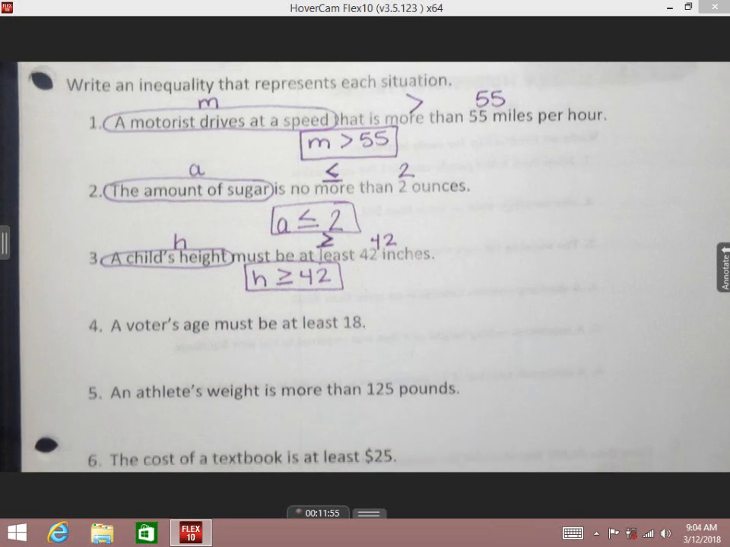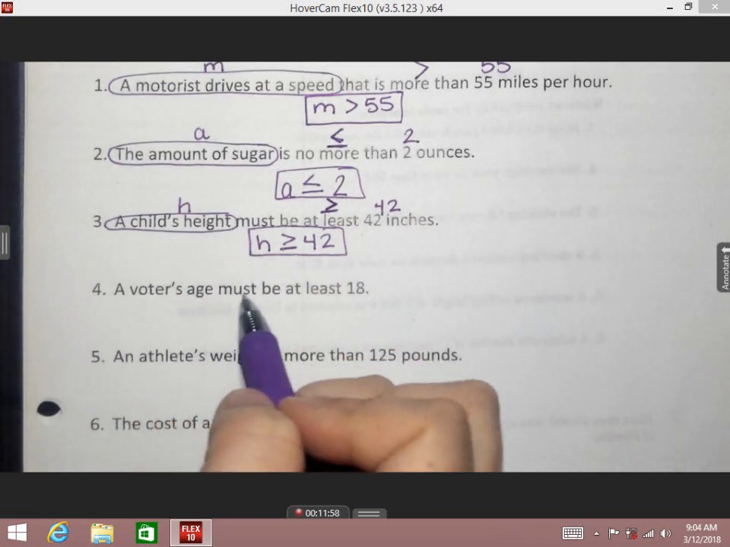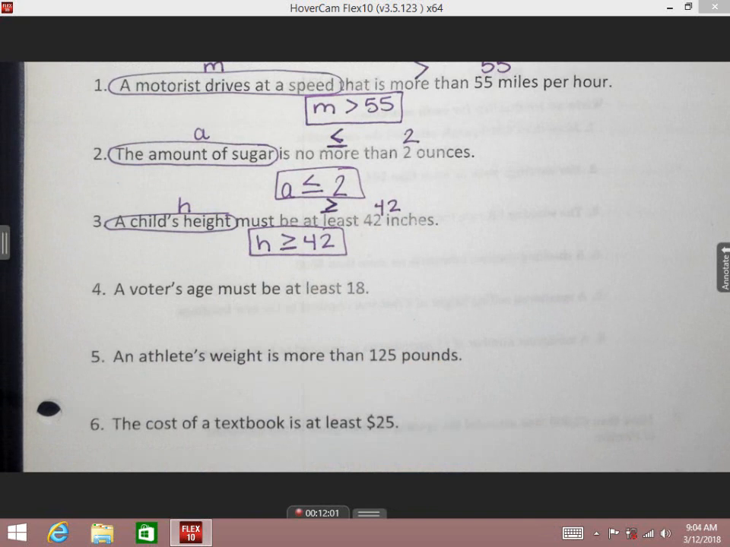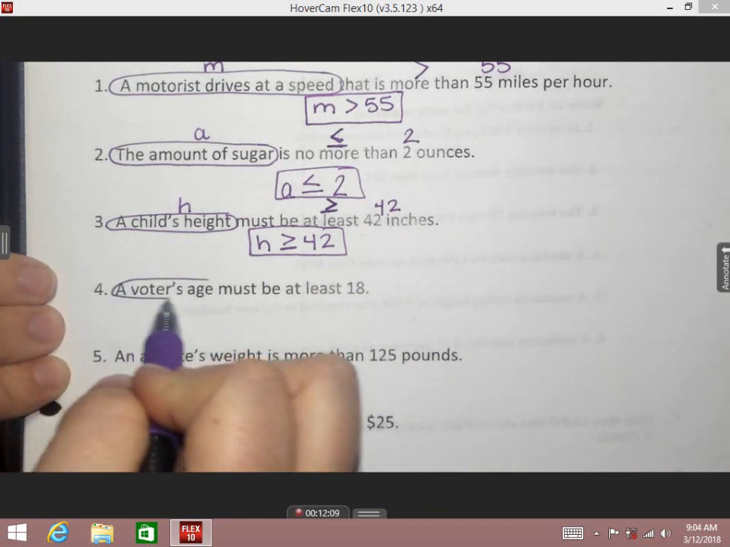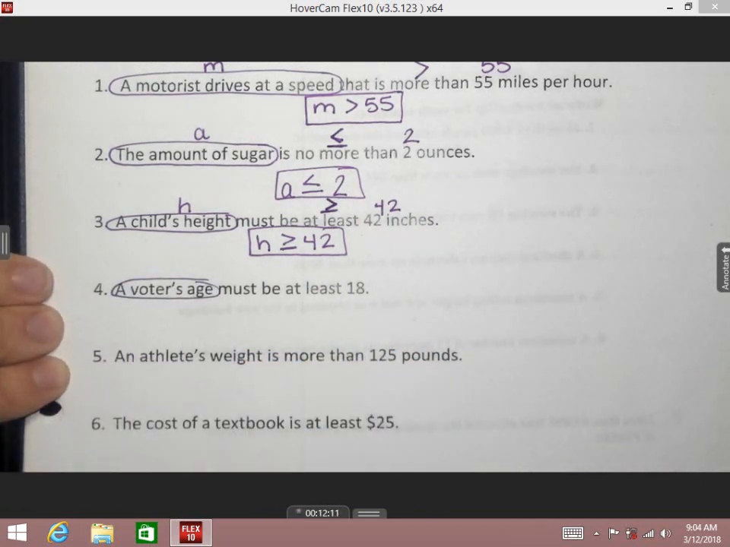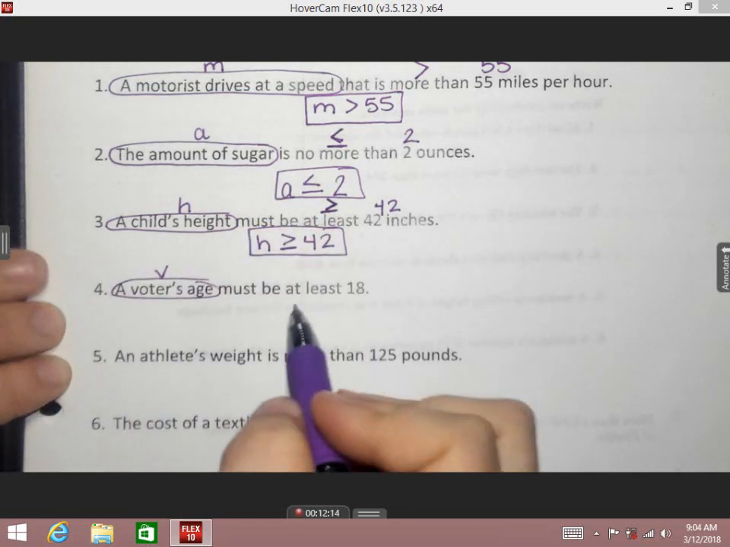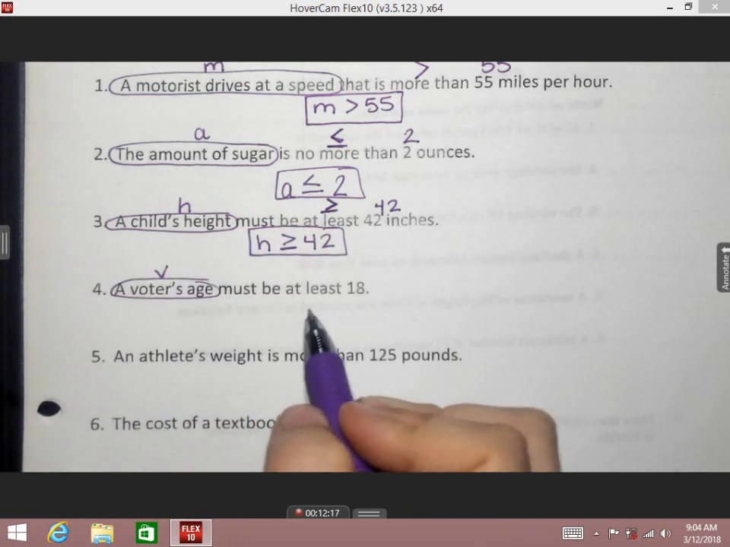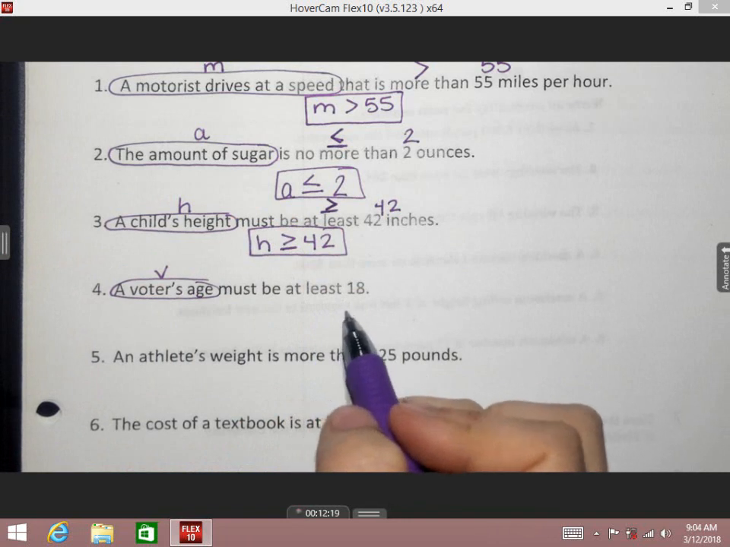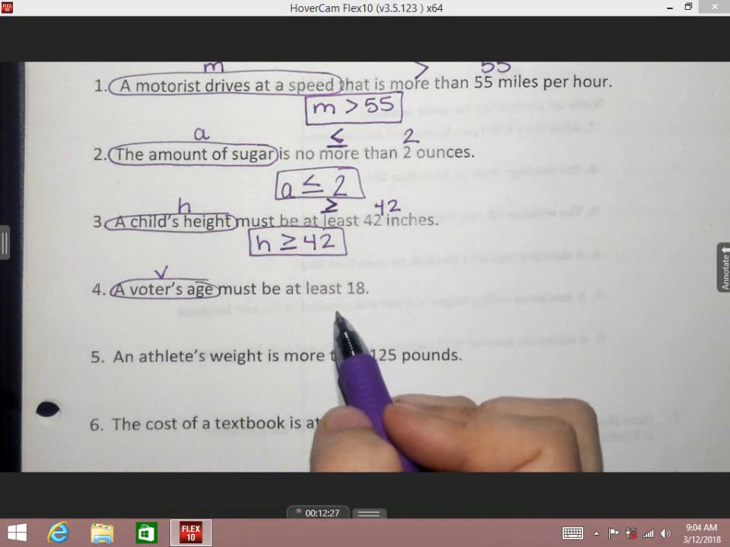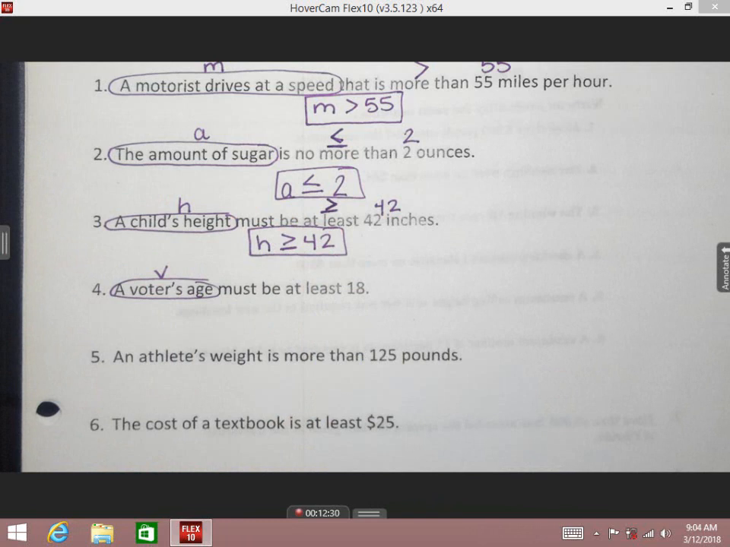All right, number 4. A voter's age must be at least 18. So what's our topic? What are we talking about here, Cannon? The voter's age. What variable do you want to use, Cannon? Okay, V for voter. Must be at least 18. So again, at least 18 means 18 is the minimum. That's the youngest. That's the smallest age that can vote. So everything else has to be what? What symbol am I going to use to describe that age? Everything else has to be what, Emily?